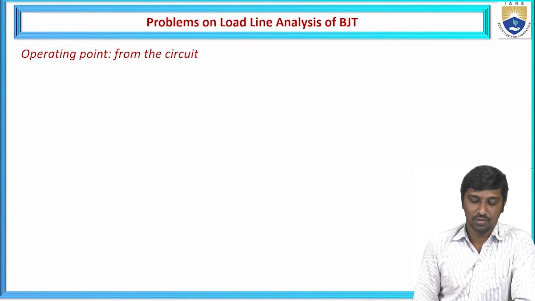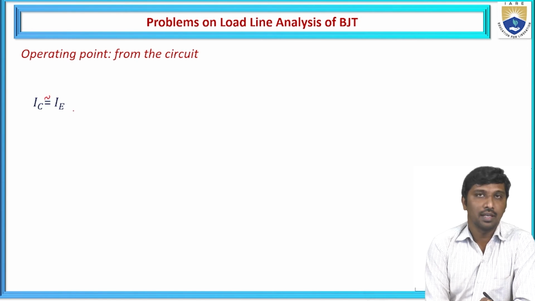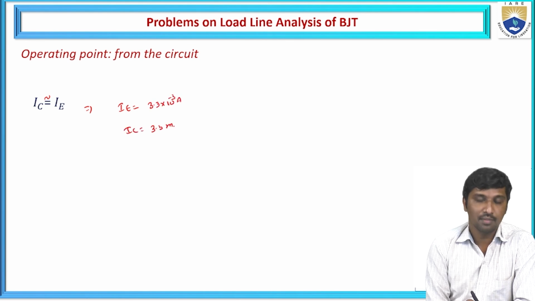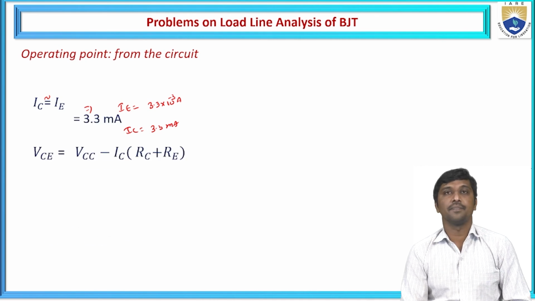Now from this circuit, we know that the collector current is approximately equal to the emitter current. Hence, what is the IE value? The IE value we got is 3.3 milliamperes. Hence, IC also becomes 3.3 milliamperes.